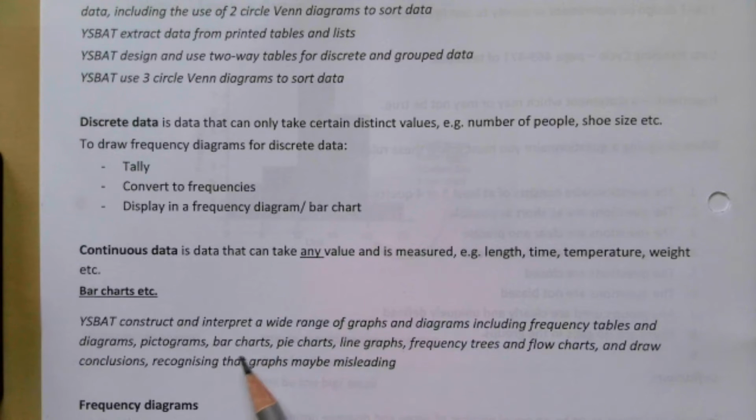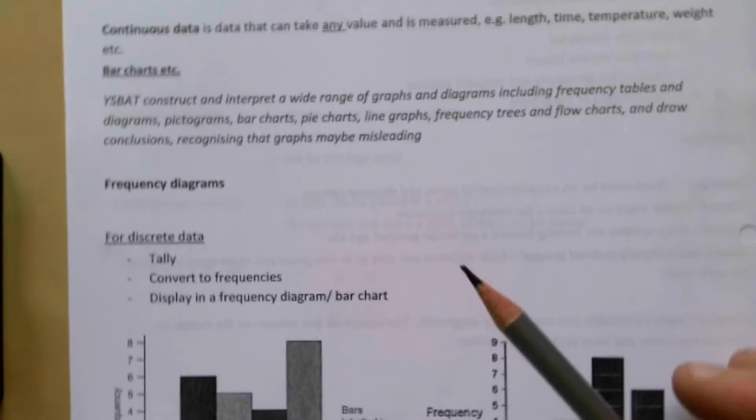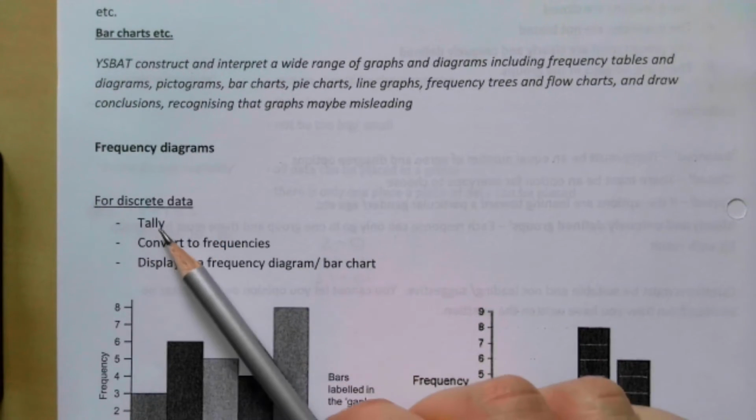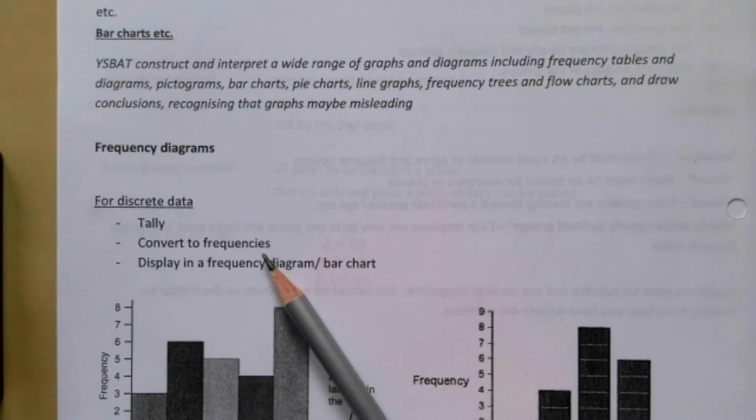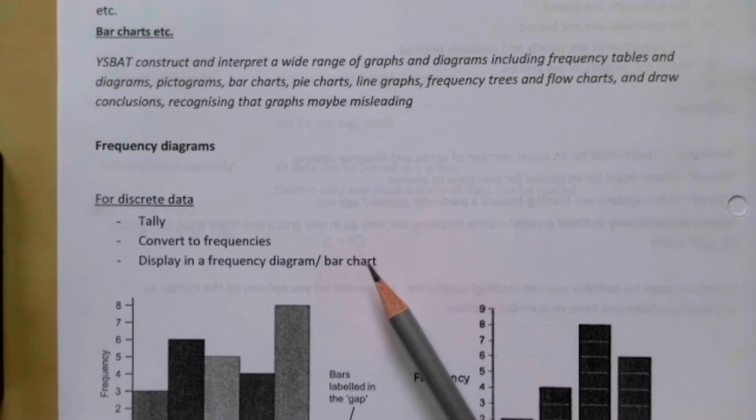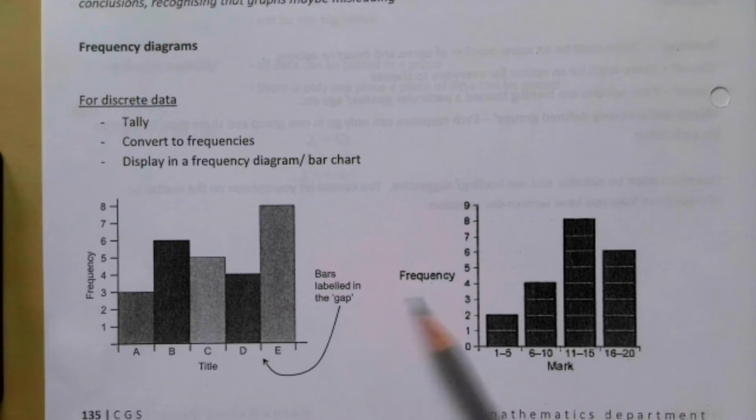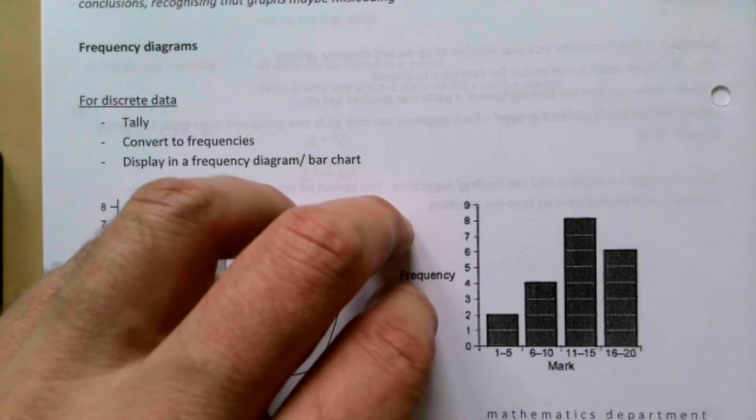You should be able to construct and interpret a wide range of graphs and diagrams, including frequency tables. I mean, you've been doing bar charts really since year 8, so we're not spending too much time on these. Frequency diagrams, for discrete data, you do a tally, convert to the frequencies, and display in a frequency diagram or bar chart. So that's kind of what we have here. On then to our next page.